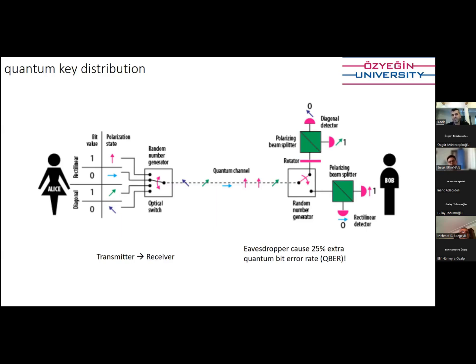Of course, there may be some bit error rate due to turbulence in this channel, some unwanted polarization rotations throughout the optics, and all of these cause some bit error rate.